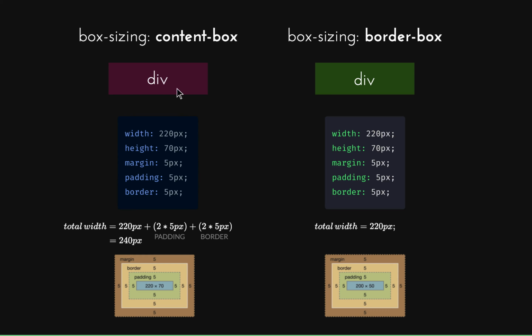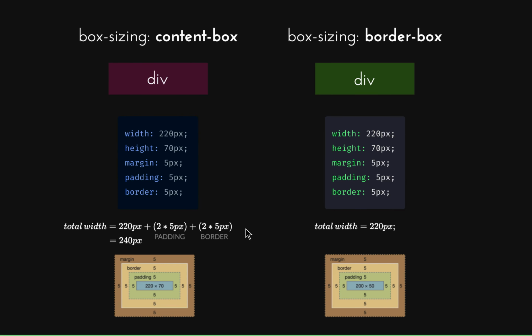Let's consider we have a div with a width of 220 pixels, a height of 70, and a margin, padding, and border of 5 pixels each. What would be the total width that this element would occupy? You would think it's 220, right, since we specified that, but no, it's going to occupy a total of 240 pixels, because it's going to add 10 pixels for the padding and 10 pixels for the border. So this is the box model for this corresponding div. The width of 220 pixels that we specified is just for the content, and the same for the height as well. The height that we specified as 70 is just for the content. It's going to add 10 more pixels for padding and border for both width and height.